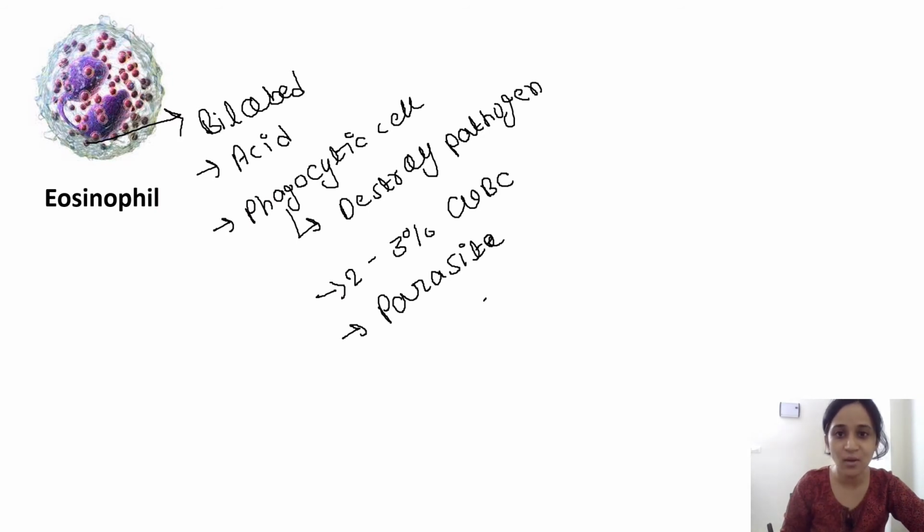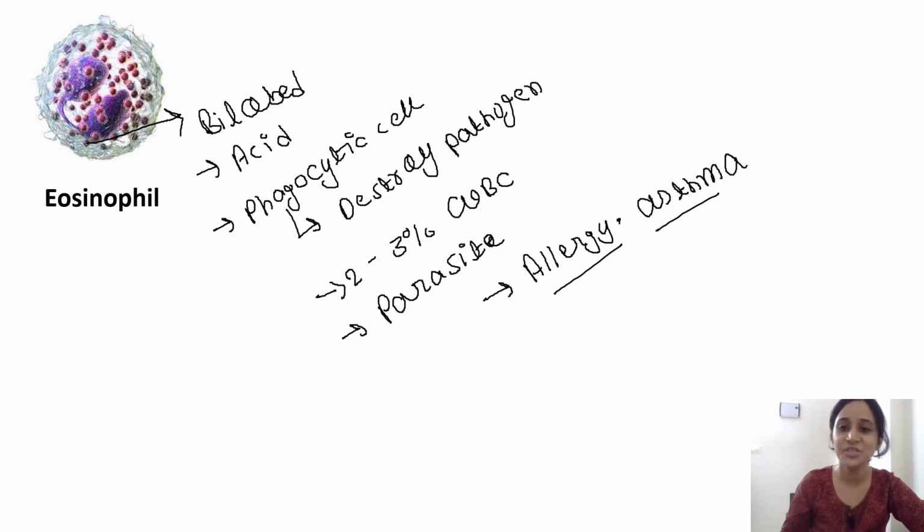And eosinophil also plays a role in allergy and asthma. So eosinophil plays a role in allergy and asthma. Next is basophil. Basophil also has a big, large nucleus that also has 2 lobes. So like eosinophil, basophil also has a 2-lobed nucleus.